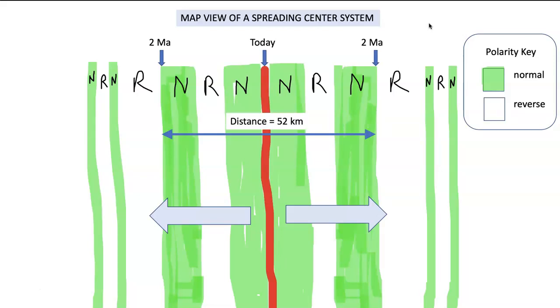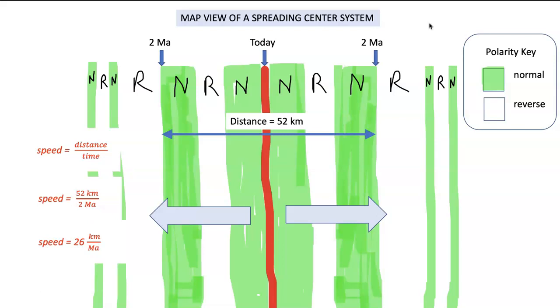So I get the distance, and I divide the distance by the time, and I get the rate. Speed equals distance over time. In this case, it's 52 kilometers over 2 million years. And then we're going to divide, and we get 26 kilometers per million year.